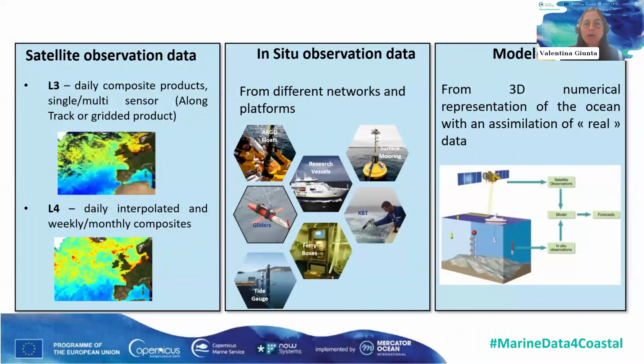Then we have observation data, what we call in situ data, that comes from different networks and platforms. So it can be from Argo, gliders, from research vessels, from moorings, XBT, and many other instruments as well. And then we also offer model data, which are 3D numerical representation of the ocean, which assimilates what we call real data, which means satellites and in situ observations, to improve the accuracy of the outputs.